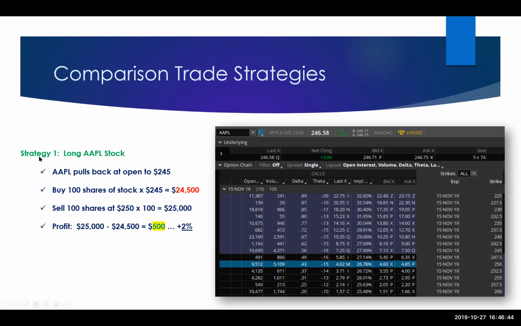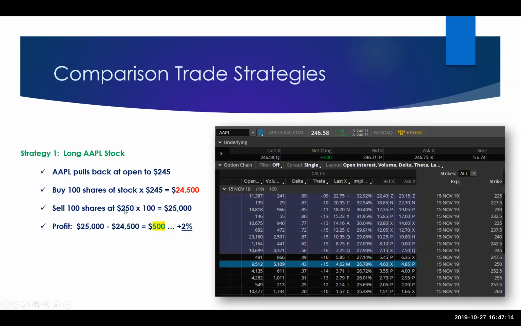So the first strategy I can use is I can go long Apple stock, right? I can just buy 100 shares of Apple. So now Apple pulls back at the open at 245. I buy 100 shares at $245 a share. 100 times 245 is 24,500. So this is what this trade is costing me. I've got to pay out $24,500. And I'm looking for a $5 move in Apple.